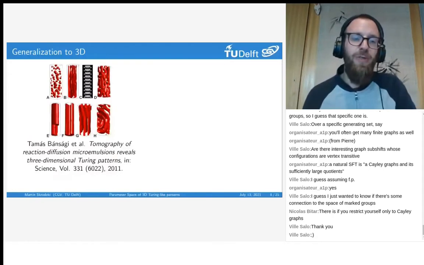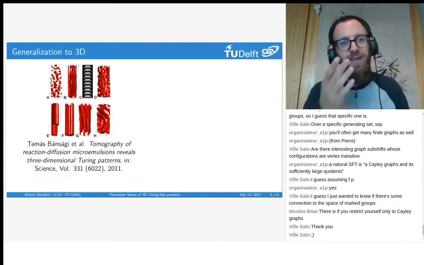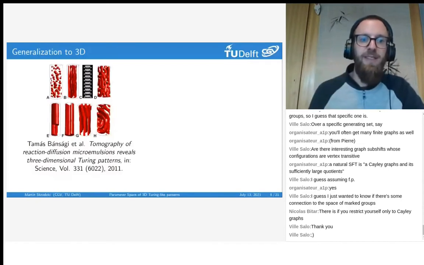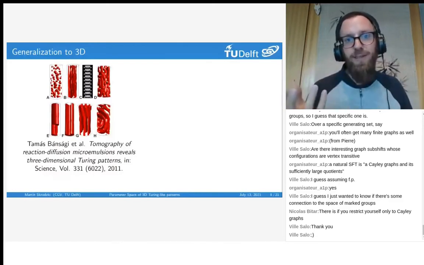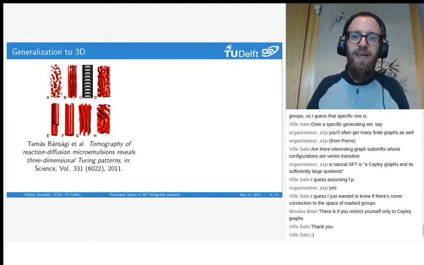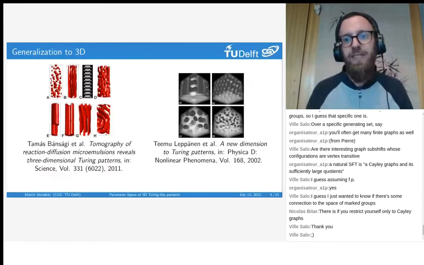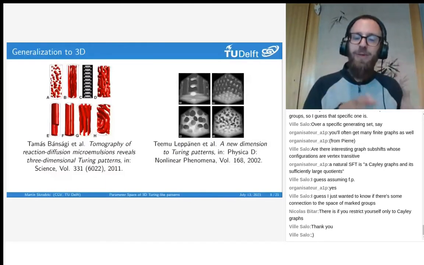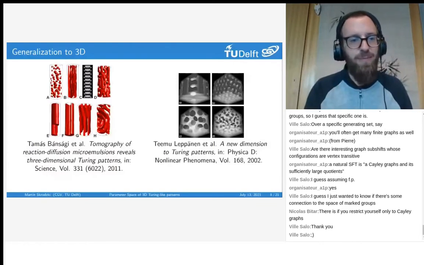There are actual applications of three-dimensional Turing patterns. I've brought two just to make the point here. On the left-hand side here, you have Tamas Bansagi, who looked at chemical diffusion in microemulsions and showed that these do form patterns or structures that can be described by Turing patterns. And on the right-hand side here, a physical investigation also found Turing patterns in these magnetic field settings, also three-dimensional Turing patterns. So just like their two-dimensional counterparts, three-dimensional Turing patterns are actually a thing out there in nature. So it's interesting to study them.